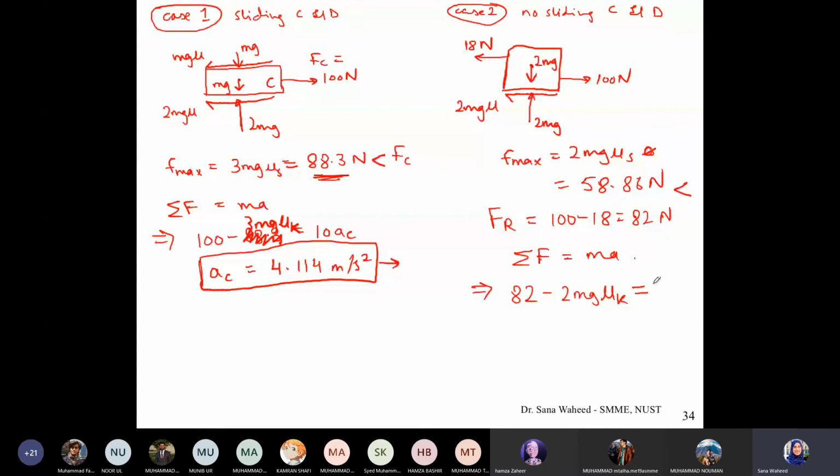This is going to be equal to the mass of all of this, which is what? 2m. Both are moving together, I'm assuming. So 2ma, and I'll just write this as a CD because they move together. So ACD is going to be then 2.138.